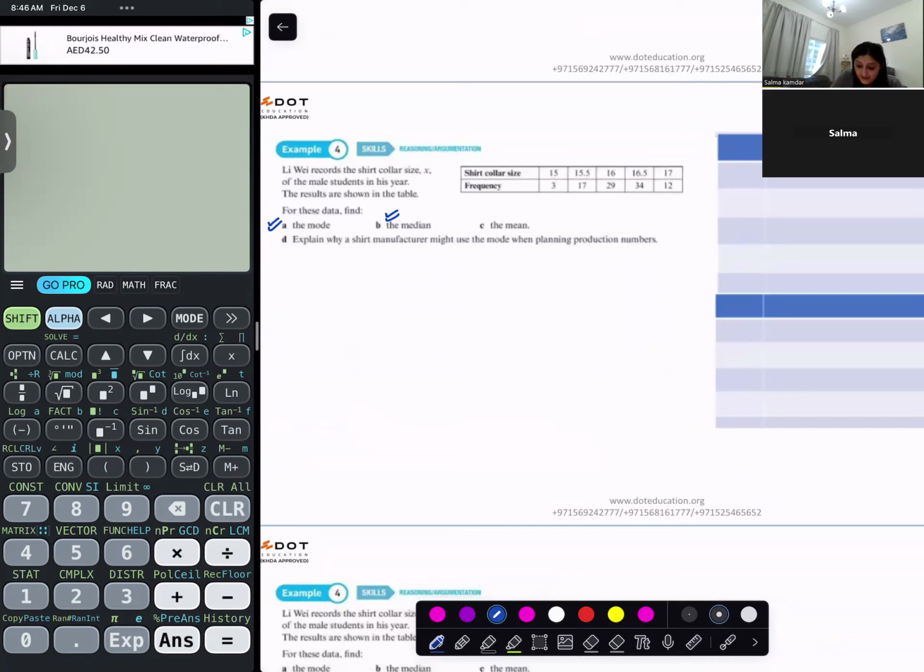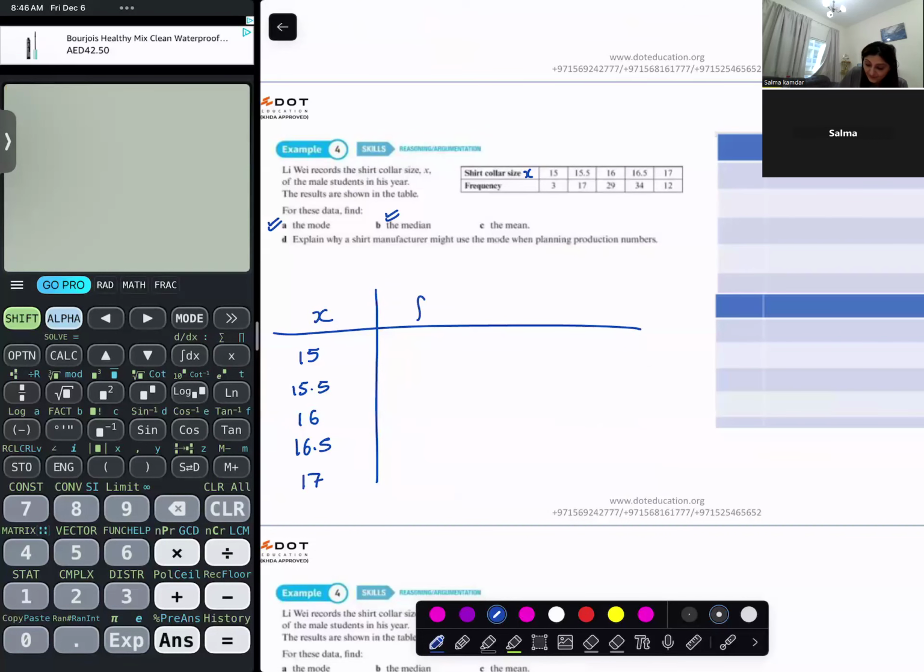Levy records the shirt collar size X. So this is my X. I'll write it over here for your reference. X is 15, 15.5, 16, 16.5, and 17. And the frequency is whatever is given. I'm just writing it over here: 3, 17, 29, 34, and 12.